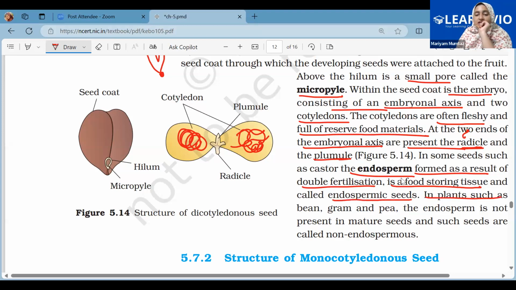Now, in plants such as bean, gram, and pea, the endosperm is not present in mature seeds, and such seeds are called non-endospermous seeds. Meaning endosperm is not there. And the seeds that have the endosperm, we'll say endospermous or endospermic seeds. This much is clear to you all?